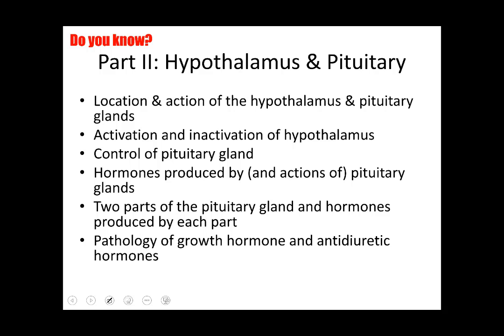So we know the location and action of the hypothalamus and pituitary gland. The hypothalamus is in the diencephalon, right below the thalamus, and it's connected to the pituitary gland by the infundibulum. It's basically sensing everything from our body. Whatever it senses, if there's too much of something or not enough, it communicates with the pituitary gland to make it fix something or do something in the body.